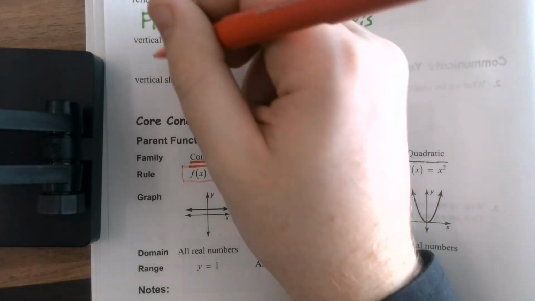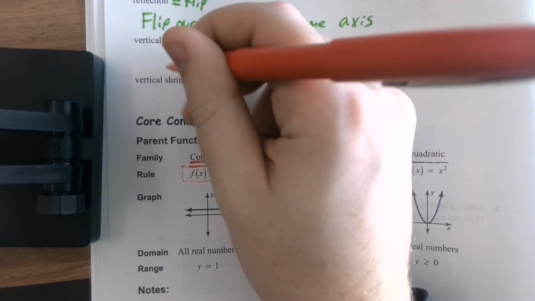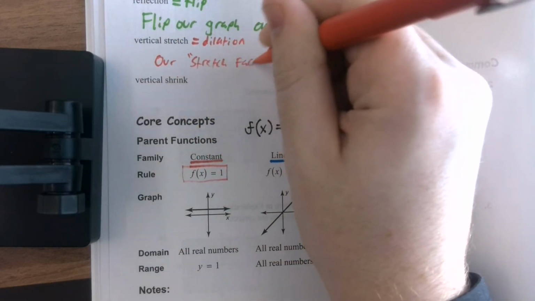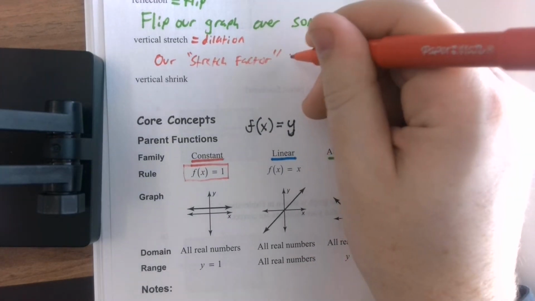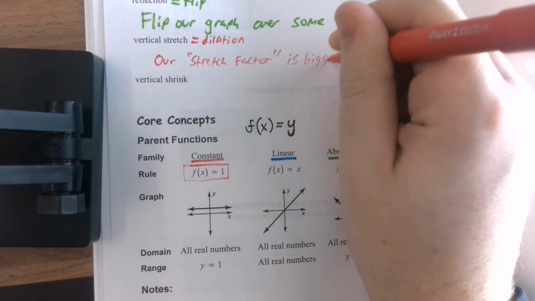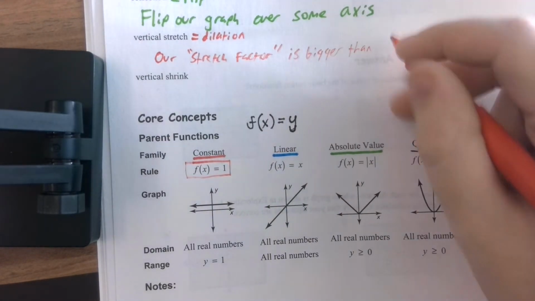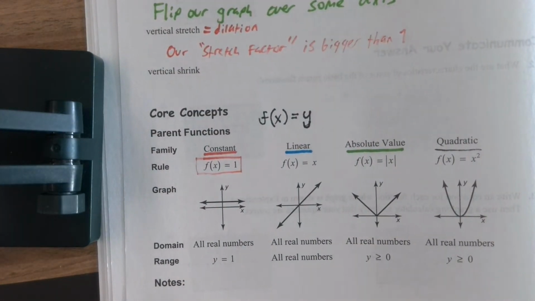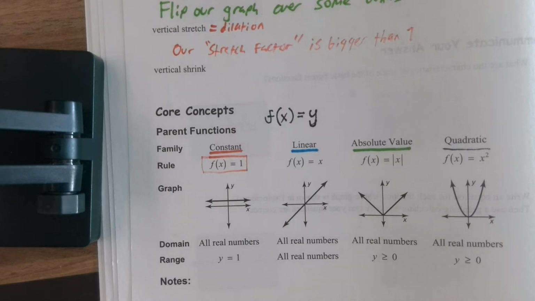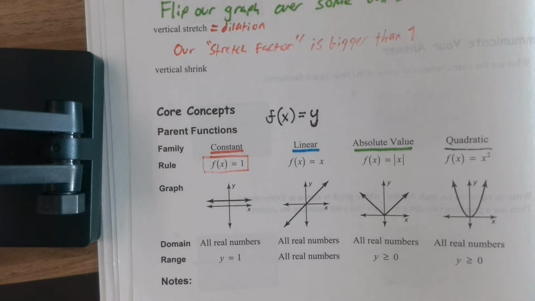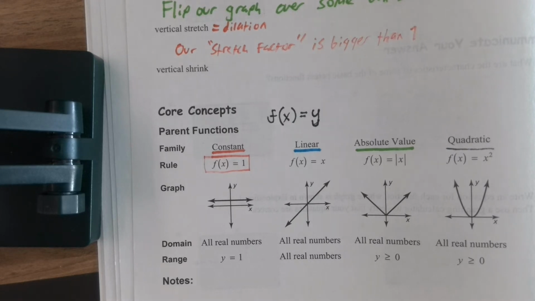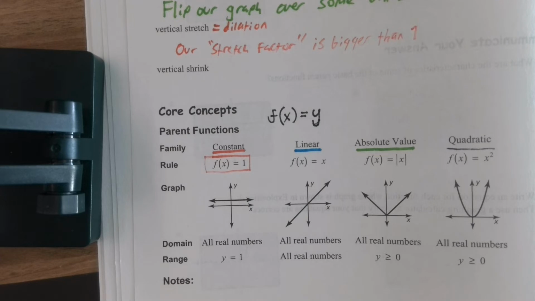A vertical stretch happens when our stretch factor is bigger than 1. Stretch factor is a word I'm using in place of a different word. We're going to talk about the different words we can use to describe vertical stretches and vertical shrinks in a different lesson. But the main idea is vertical stretches are what happens when we have some number greater than 1 affecting our graph in certain ways. You might be able to even tell how it affected our last graph.